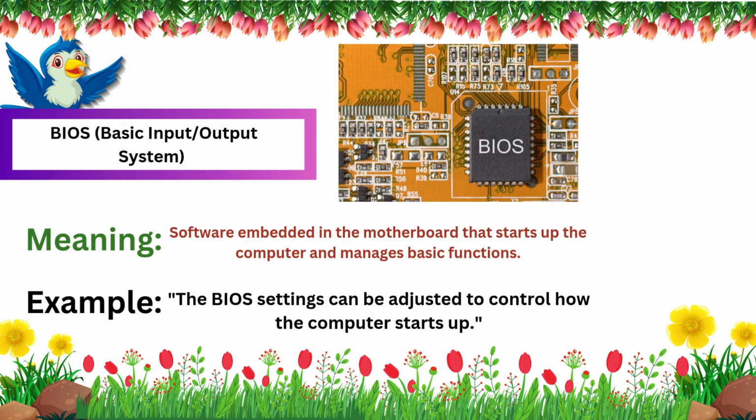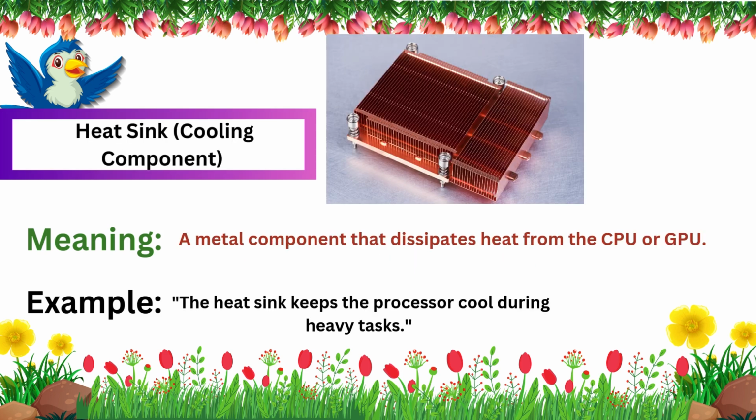BIOS, Basic Input-Output System. Software embedded in the motherboard that starts up the computer and manages basic functions. Example. The BIOS settings can be adjusted to control how the computer starts up. Heatsink, a cooling component. A metal component that dissipates heat from the CPU or GPU. Example. The heatsink keeps the processor cool during heavy tasks.